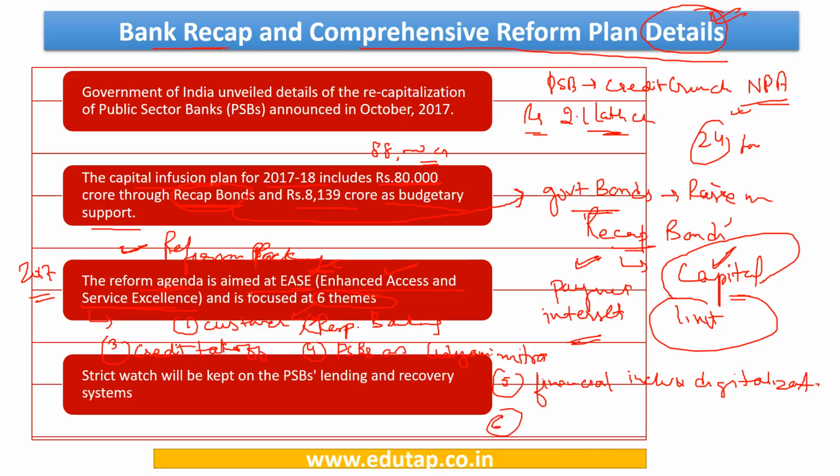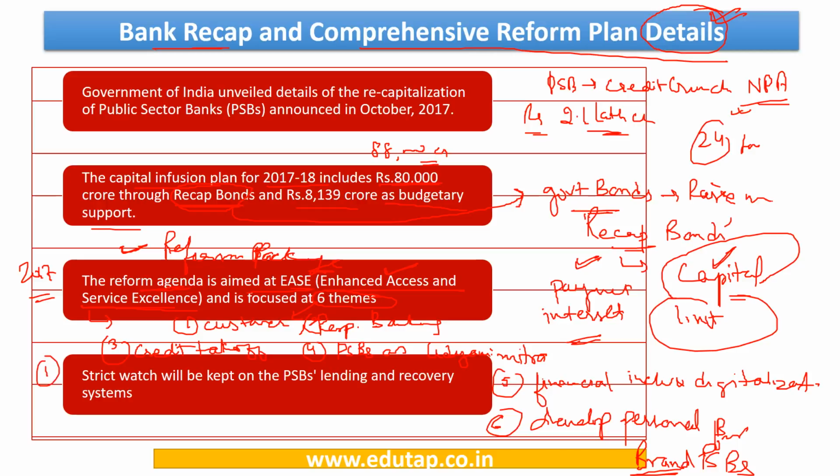And the 6th theme for reform is developing personnel for brand public sector banks. That is the capacity development of public sector banks' employees. So these are the 6 main themes around which the entire reform plan has been formulated. For example, these plans are basically to make responsive and responsible public sector banks. We are going to discuss a few of the points of this reform plan.